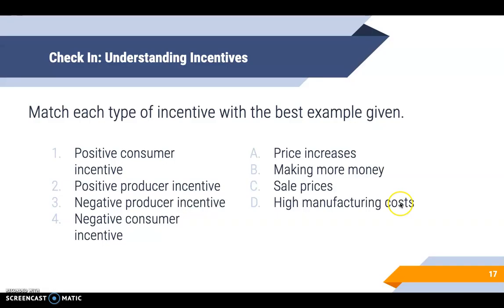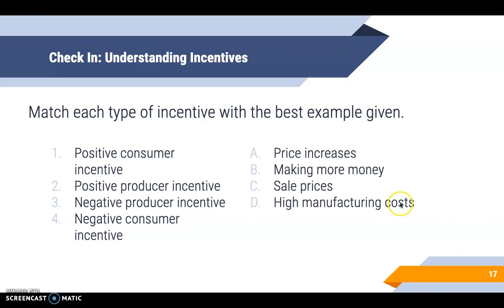So let's make sure that we understand. On the left, we have incentives. On the right, we have examples. Number one, positive consumer incentive. What does that relate to over on the right? A, B, C, or D? Number two, positive producer incentive. What does that relate to? Number three, negative producer incentive. And number four, negative consumer incentive. And I'm going to give you the answers right now. If you haven't gotten there yourself, you probably want to pause this.